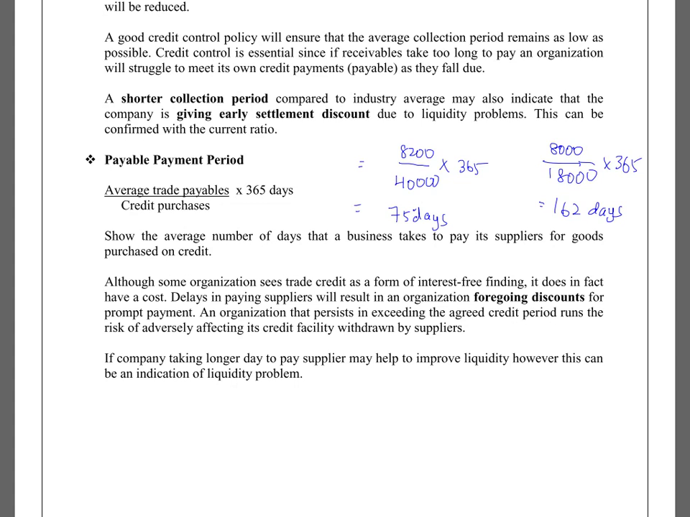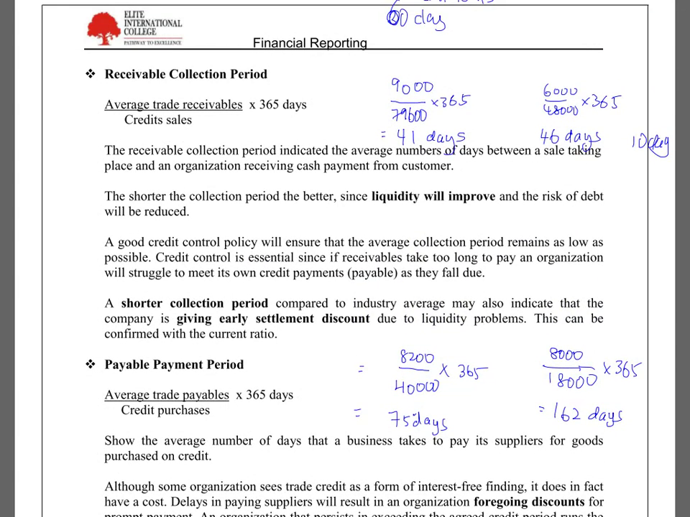Okay, but is it good or not? If we keep on holding the payment, the supplier won't be happy, right? So they may ask us to pay cash in the future. They may actually raise the price when they sell to us. They may not send the goods anymore because you keep on delaying, and they will withhold the goods. So many things will happen if we continue to pay late.